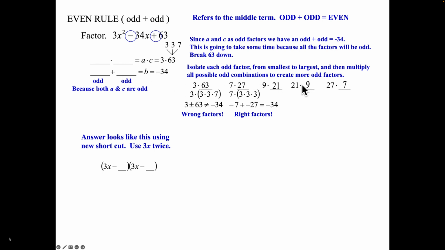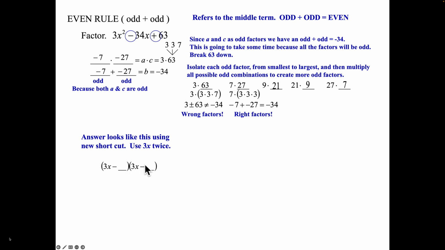Just to finish this off, 9 times 21, 21 times 9. So you only really have to create half the numbers. That's why I didn't write 63 times something, because my 63 times 3 was right here. So the smallest and the largest, it's only going to be half as many factors. So there's my minus 34.